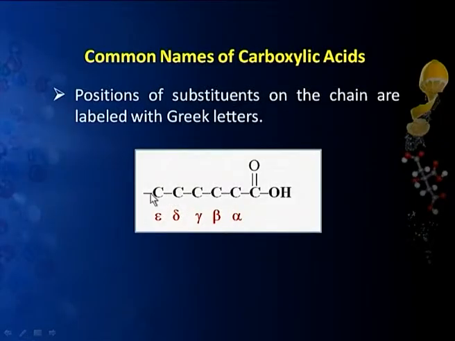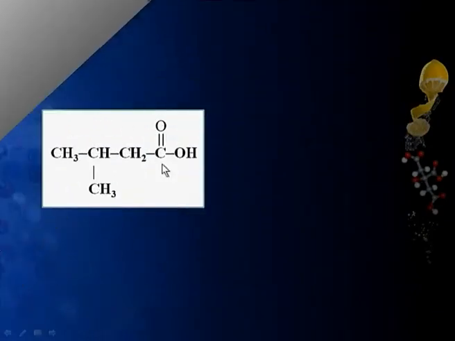When we want to name some other acid according to the common system, then this carbon chain is considered and the carbons are named as alpha, beta, gamma starting from the carbon next to the carboxyl group. That means the carbon next to the carboxyl carbon is called alpha carbon, next to it is beta, gamma and so on. And if there are any substituents present on these carbons, they are written by prefixing these letters alpha, beta, gamma, etc. Let us take an example.